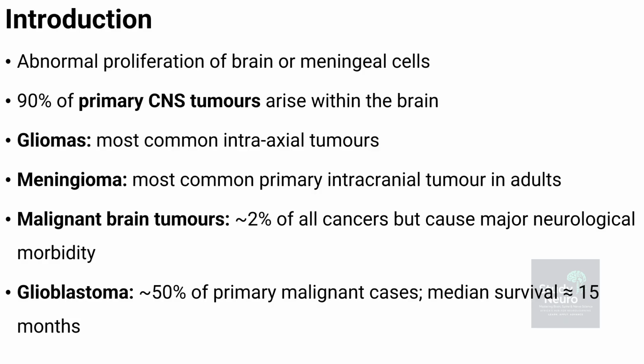Brain tumors arise from abnormal cell proliferation within the brain or its coverings. Most primary CNS tumors originate in the brain itself, with gliomas being the most frequent type. Glioblastoma represents the most aggressive form, while meningiomas are the leading intracranial tumors in adults. Though malignant brain tumors account for only about 2% of all cancers, they cause significant neurological morbidity and mortality.